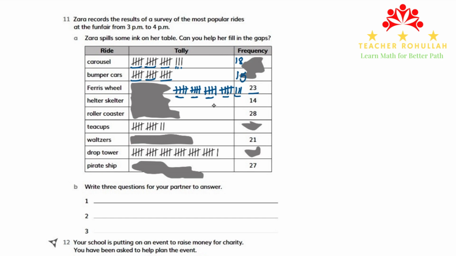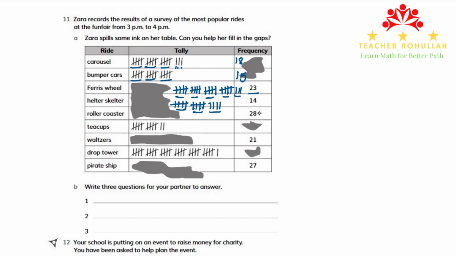In the fourth one also, we don't have the tally marks, so we have to show 14 using the tally marks. 1, 2, 3, 4, 5. 1, 2, 3, 4, 5. 1, 2, 3, 4. 5, 10, and 14.